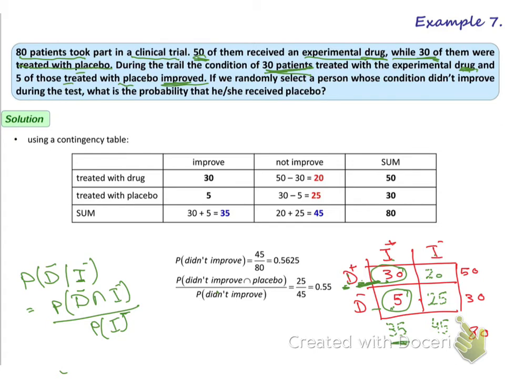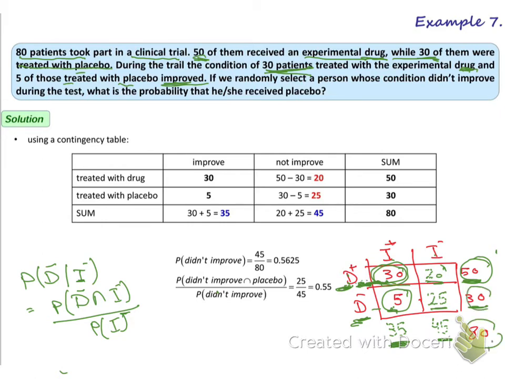The total of the people who took the drug is 50. If 30 of them improved, then 20 did not improve, so 50 minus 30 equals 20. The same thing here: of the people who took the placebo, 5 improved and the total is 30, so 25 did not improve. The total number of people who did not improve is this column, 20 plus 25 equals 45. The total number of people who improved, regardless of drug or placebo, is 30 plus 5 equals 35. The total number who took the drug is 50, the placebo 30, and the total is 80.